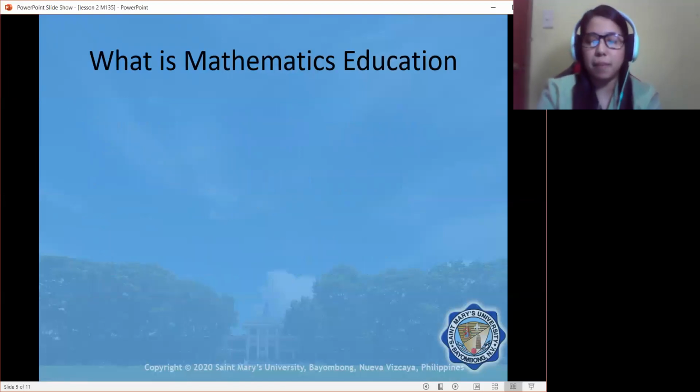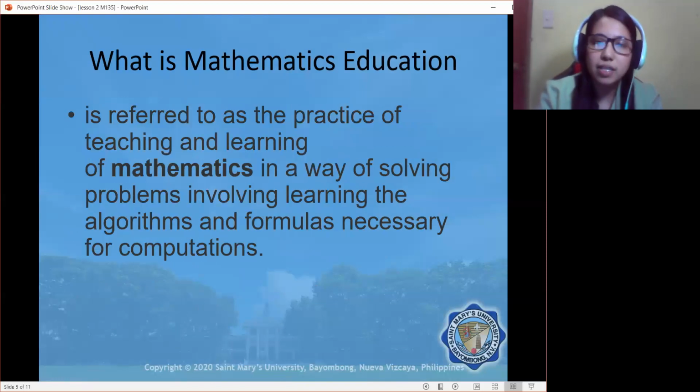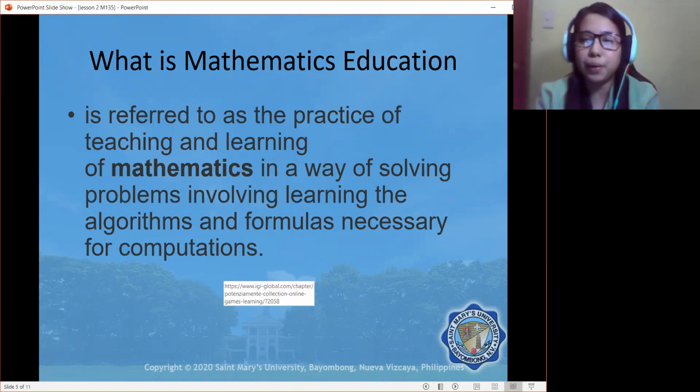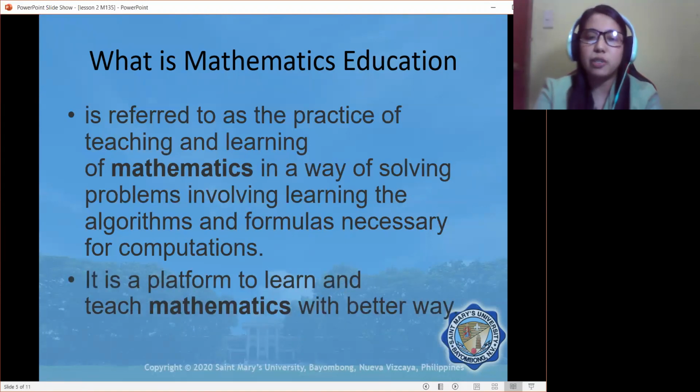So what is mathematics education? It is referred to as the practice of teaching and learning of mathematics in a way of solving problems, involving learning the algorithms and formulas necessary for computation. We are aware that when we talk about mathematics, we cannot separate the idea that we are learning or talking about algorithms, formulas, and computations. Mathematics education is a platform to learn and teach mathematics in a better way.